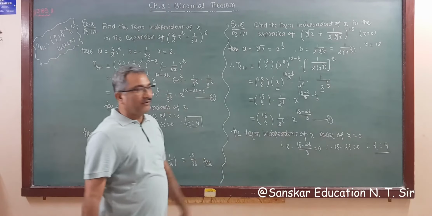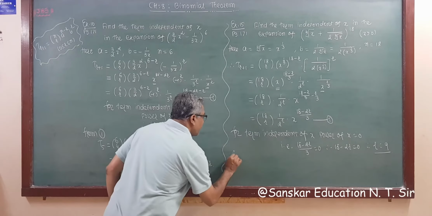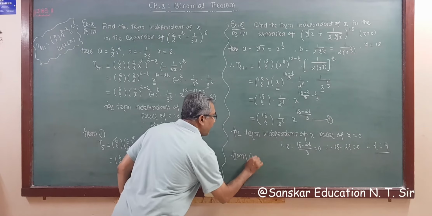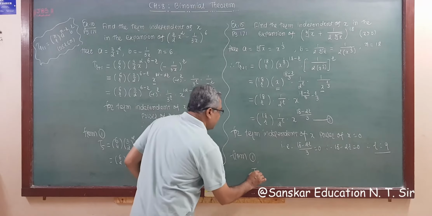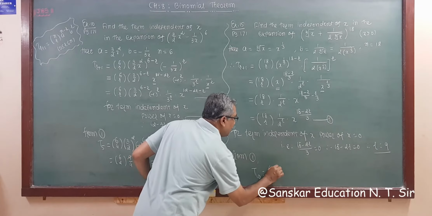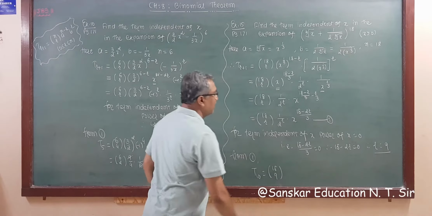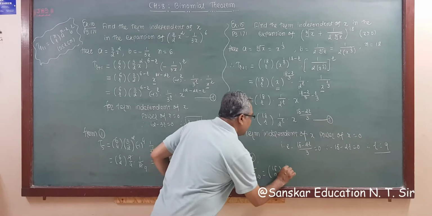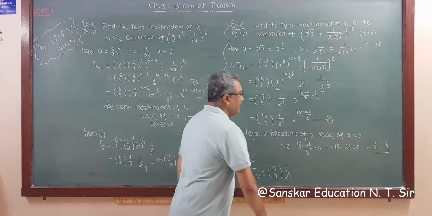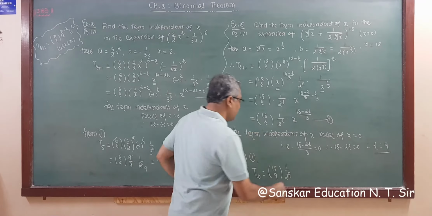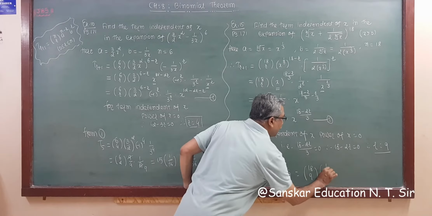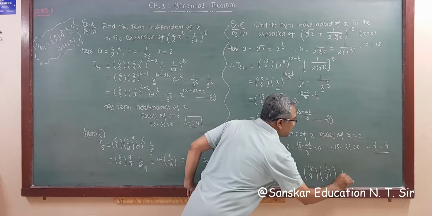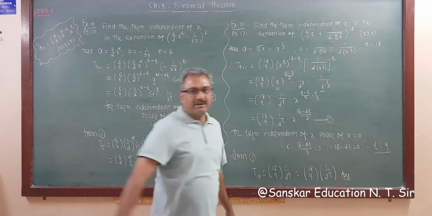So substituting r equal to 9 in equation number 1, from 1 we get T(9 plus 1), that is T10. So T10 is equal to 18C9, 1 upon 2 raised to 9, and x power is 0. So your final answer will be 18C9 into 1 upon 2 raised to 9. This is the final answer, right?